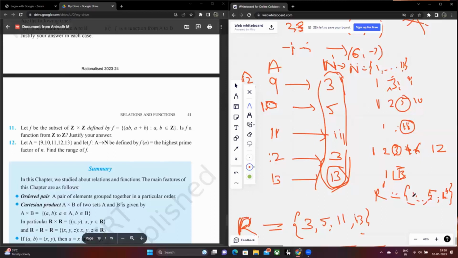But this is a tricky question. This question has to be answered this way, and you can't just write that it's not a function, or that the range is outside what is given in the codomain. You can't just say that and go ahead. You have to write the range which is inside the codomain only.